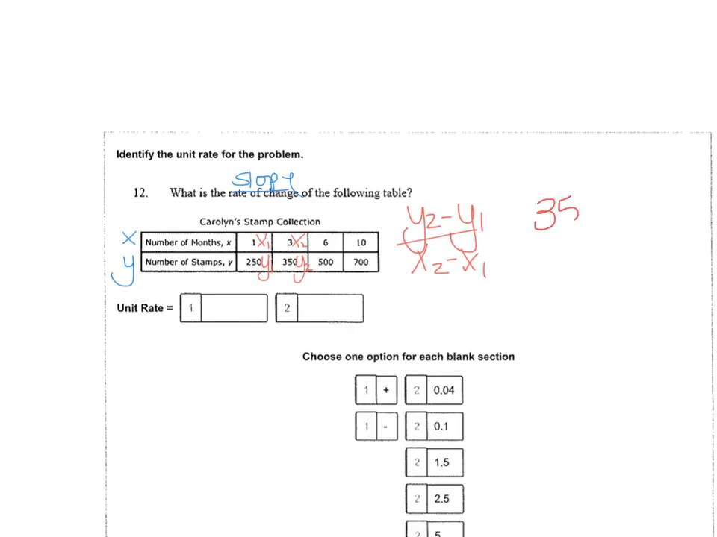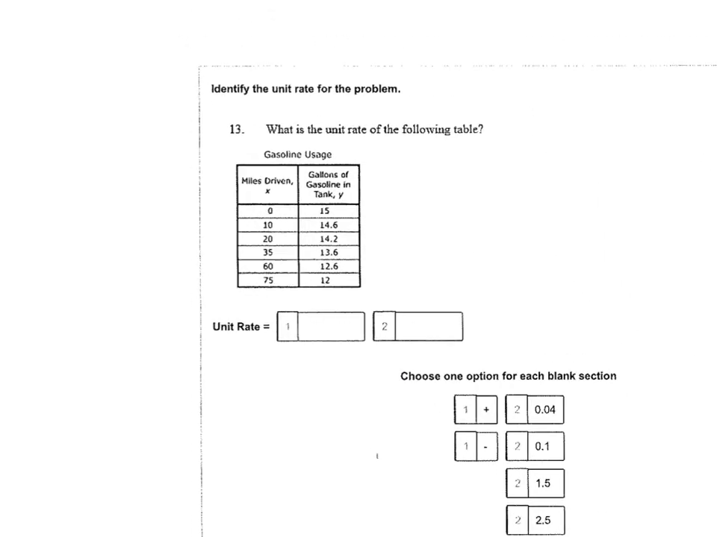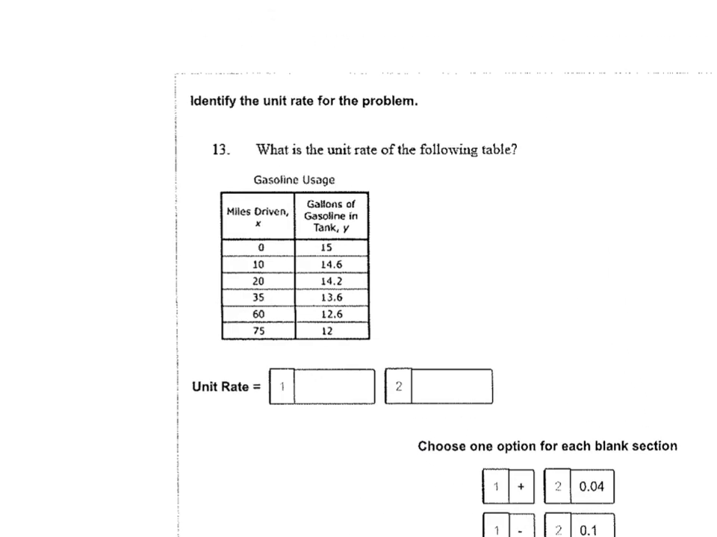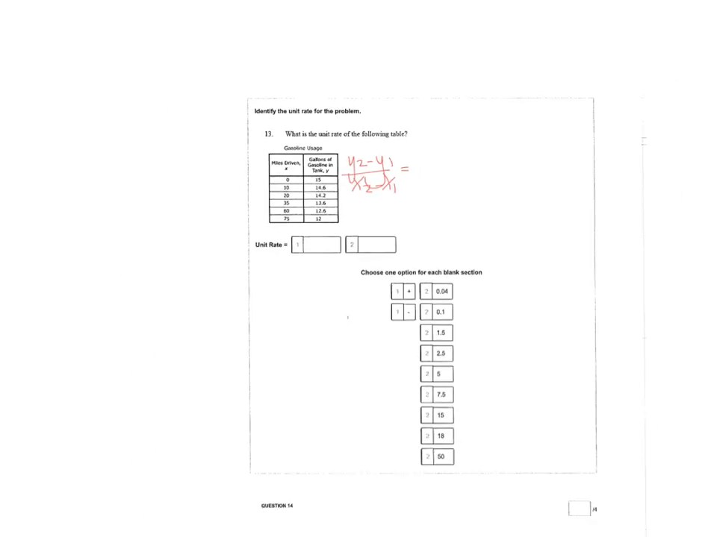Same thing, 350 minus 250 and 3 minus 1. Same thing on this one, pick whichever two you want and use your formula. y2 minus y1, x2 minus x1. If you're doing this online, you can always rewrite it on a piece of paper if you need to. Sometimes it gets a little confusing just doing it on the calculator.